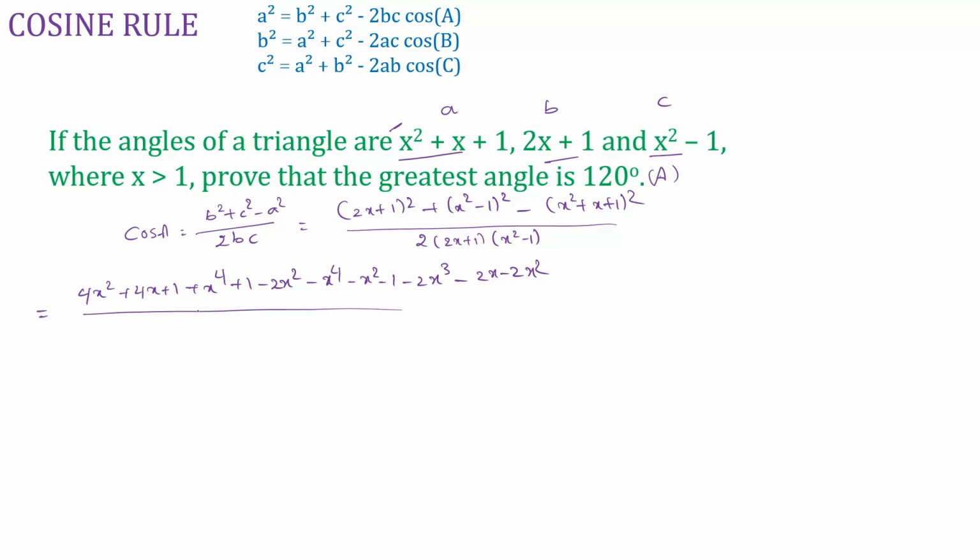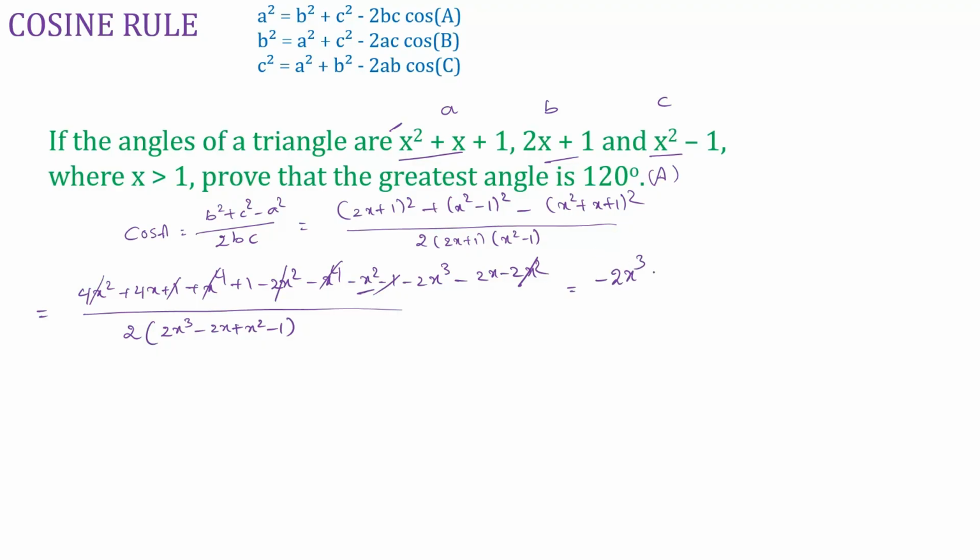If we multiply, just keep 2 outside and multiply the rest, that is 2x cube minus 2x plus x square minus 1. So here 1 and 1 will get cancelled out, x power 4 and x power 4. And then we have 4x square here minus 2x square and then again minus 2x square. These will get cancelled. Now for x cube we have minus 2x cube.